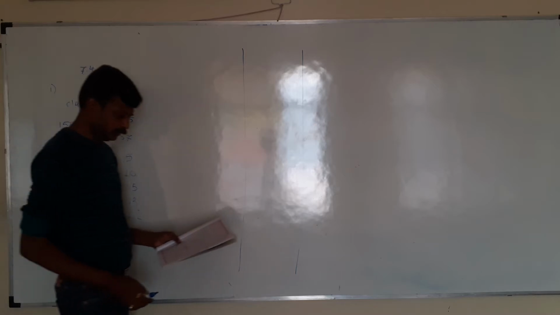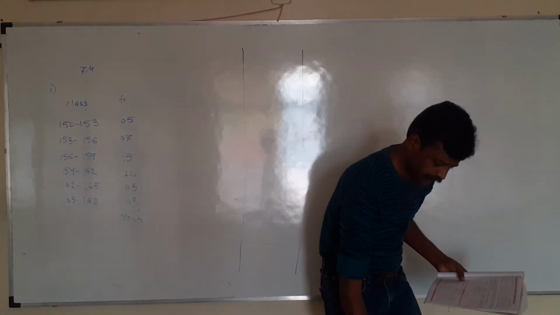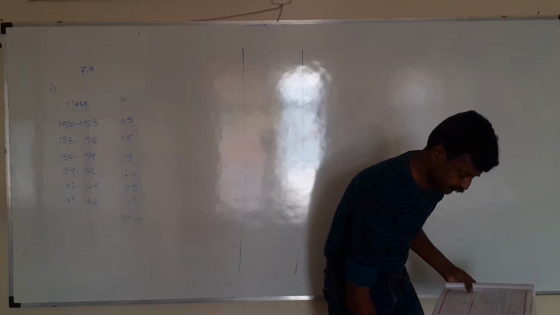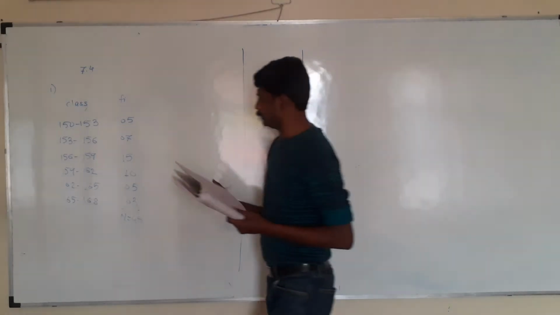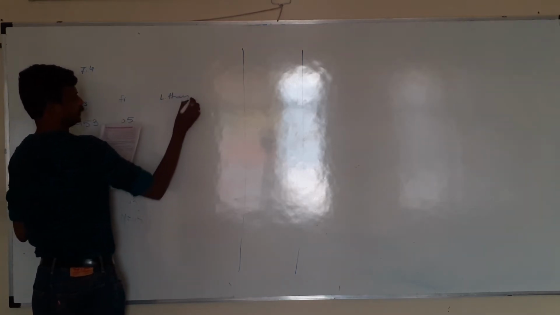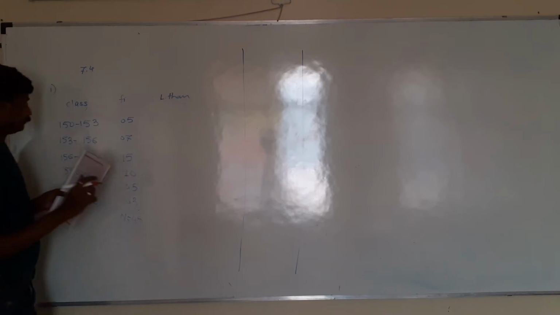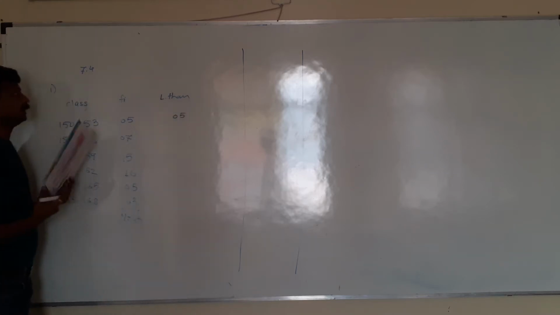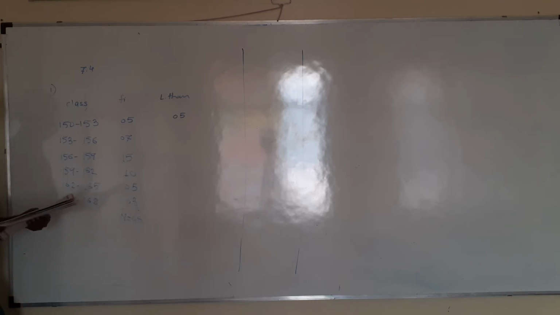Based on this, we have to complete the third column where we have to calculate cumulative frequency less than type. Third column, cumulative frequency less than type. See, a few fill in the blanks. First it is written 5. Less than type, cumulative frequency less than upper class limit.